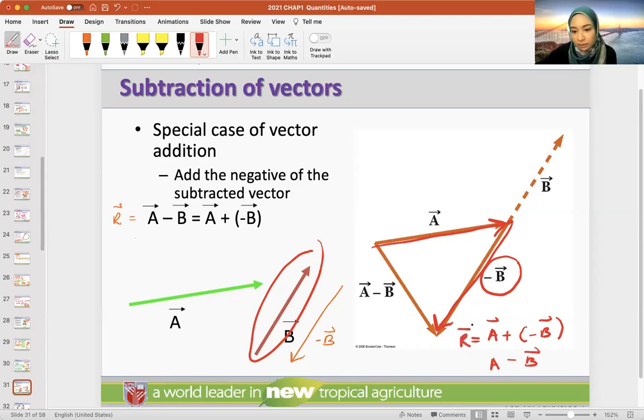So tip to tail method, you add them together, but the B should be flipped because the direction is opposite. I think this is quite straightforward because we already understand the tip to tail. Okay. Do I have questions on this one?